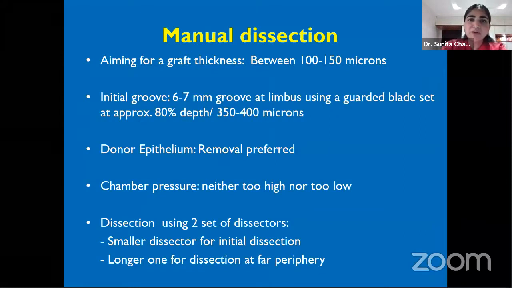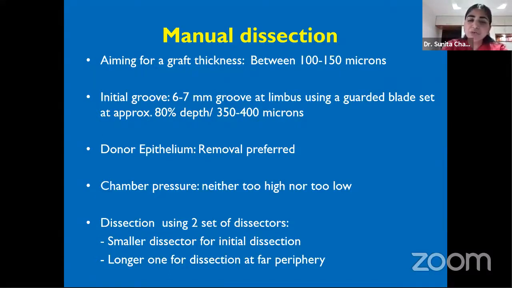Now there are some steps of manual dissection which are important. One should aim for a graft thickness of between 100 to 150, doing a mental calculation based upon the pachymetry. The initial groove should be around 6 to 7 millimeters at the limbus with a guarded blade set at approximately 80% depth, roughly 350 to 400 microns. If that is not happening with your blade, one can remove the donor epithelium, which is about 50 microns, to achieve the desired depth. It would also be good to identify the vertical axis of the donor cornea if you can, because making the initial groove at the limbus at the vertical axis makes the dissection much easier.